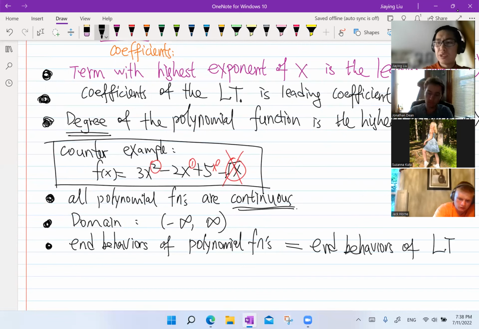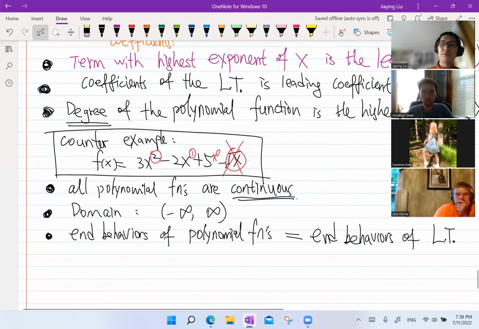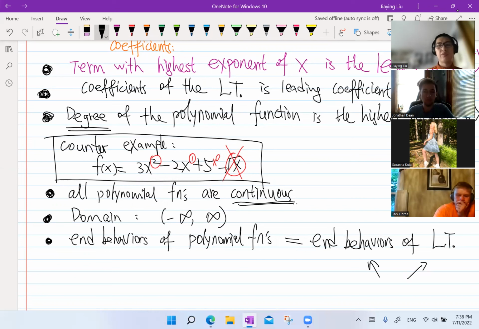The end behaviors of leading terms. If we look at the leading term and figure out what the ends look like, the two ends will have exactly the same behavior as the ends of the polynomial function. For example, if the leading term has ends that look like this, both sides going up, then the polynomial function will also have both ends going up. So they have the same behavior. If we ever want to know, as x goes to infinity, what the polynomial function approaches, we just look at the leading term. We don't have to worry about the rest. The y-intercept, the x-intercept, none of those matters if we look at the end behavior.